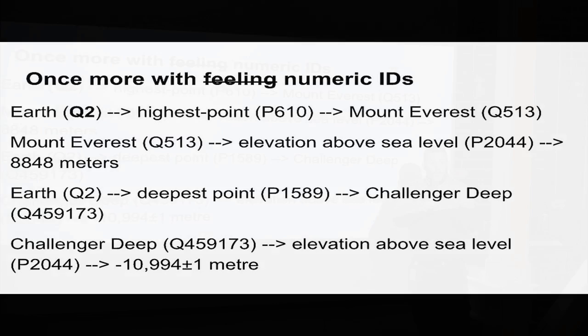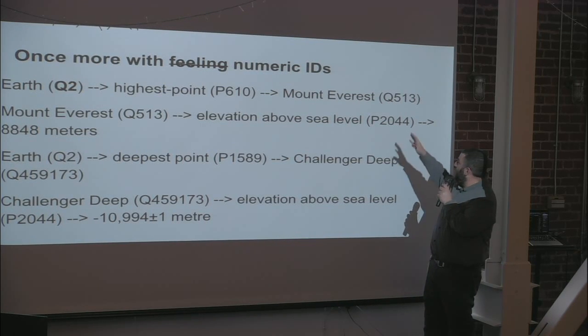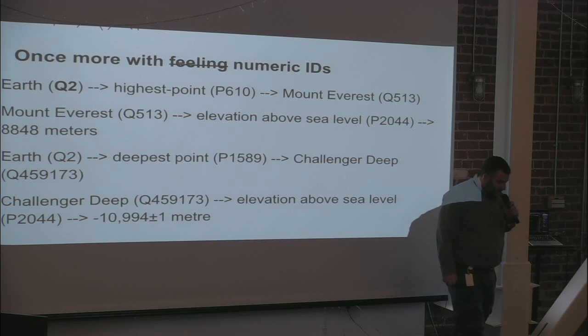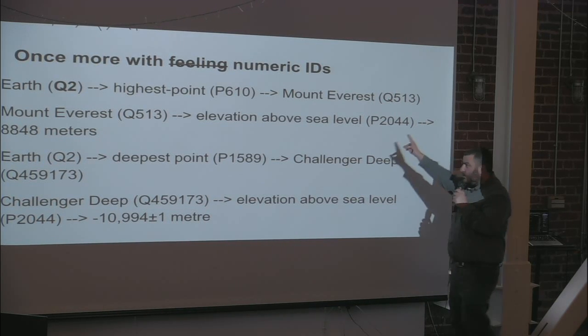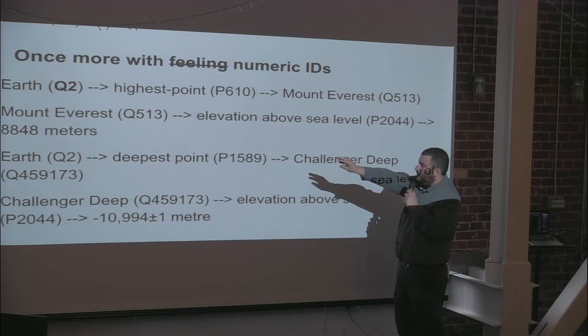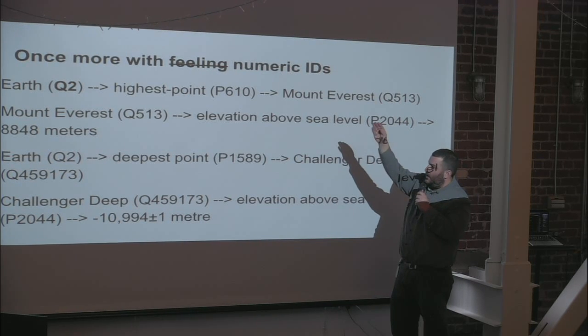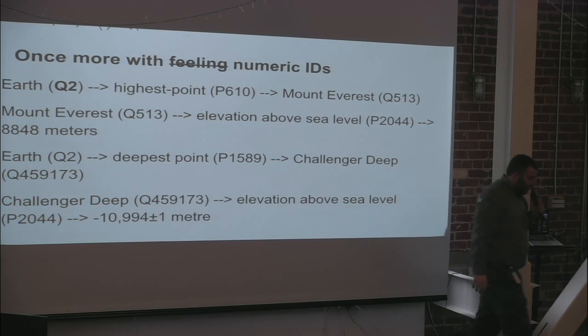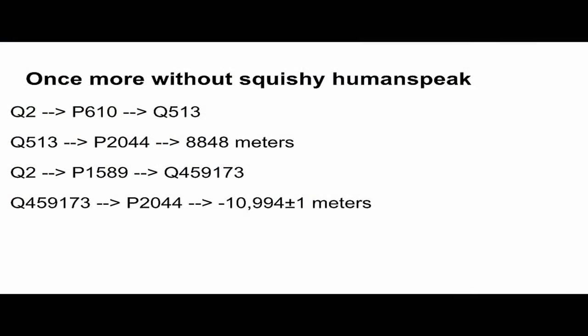Q2 is just the numeric identifier of the item Earth. And Q513 is the identifier of Mount Everest. You notice that we use that ID across the statement, right? So from Wikidata's perspective, this is actually what the database contains. What we were saying with words, the Earth, highest point, whatever, never mind that. Q2 has P610 with the value Q513. That's what Wikidata cares about, okay?